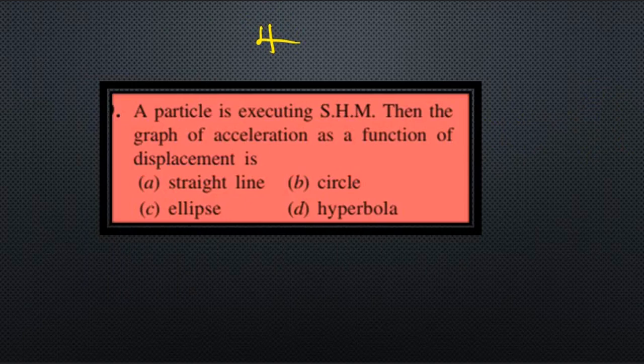Fourth question. A particle is executing simple harmonic motion, then the graph of acceleration as a function of displacement is a straight line, circle, ellipse, or hyperbola. Alright. Think of the answer. Now moving into the answer. Actually the equation is a equals minus omega squared x. So acceleration is directly proportional to x. So the function is a straight line, that is the answer A.